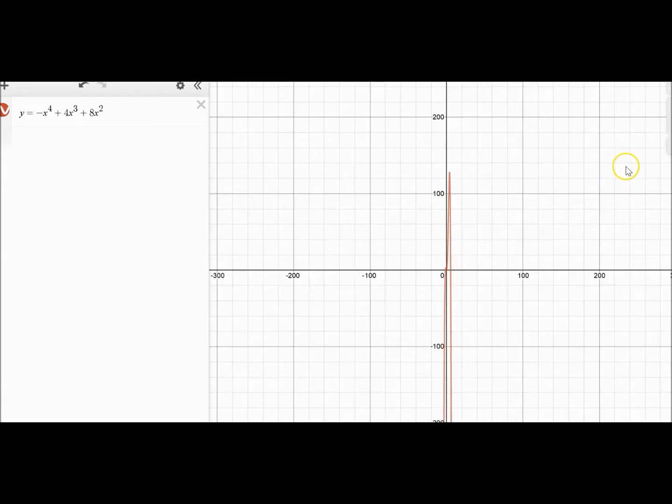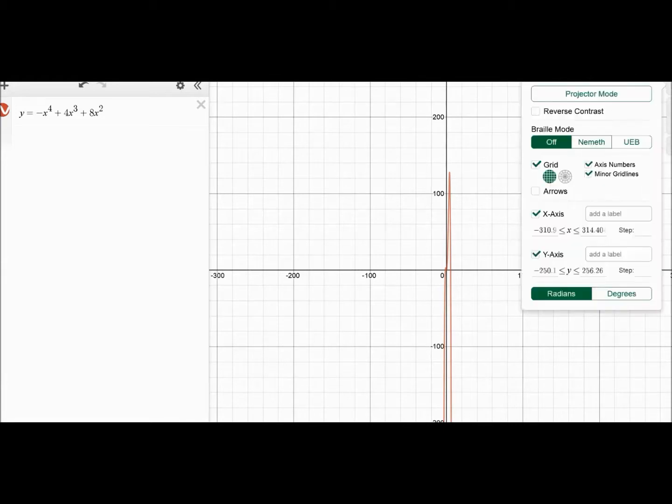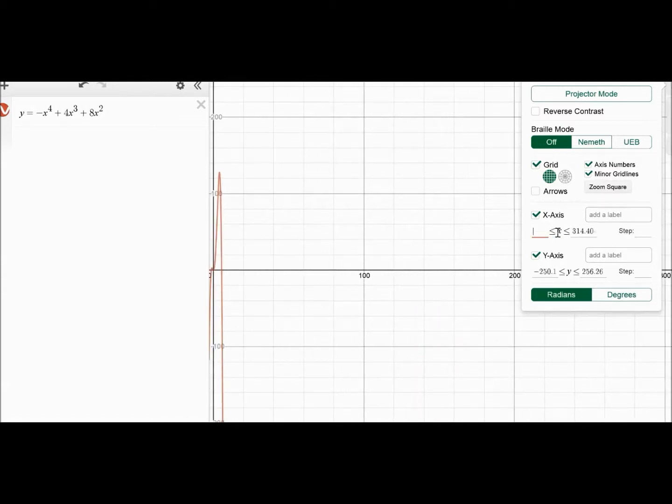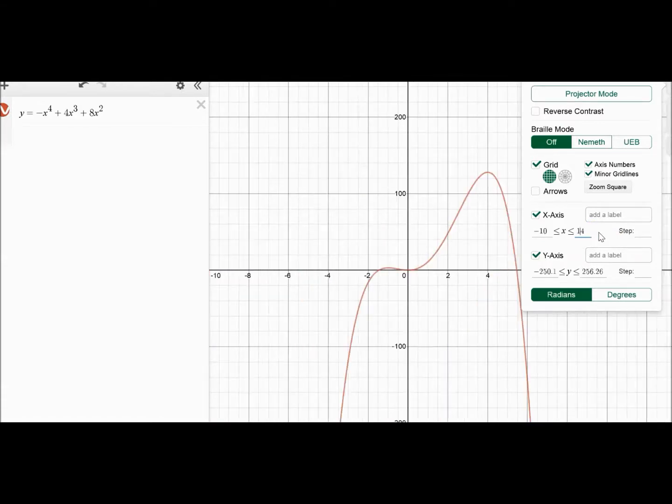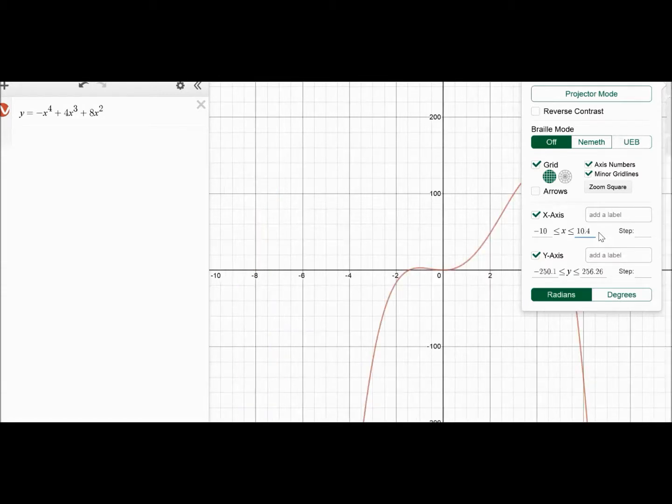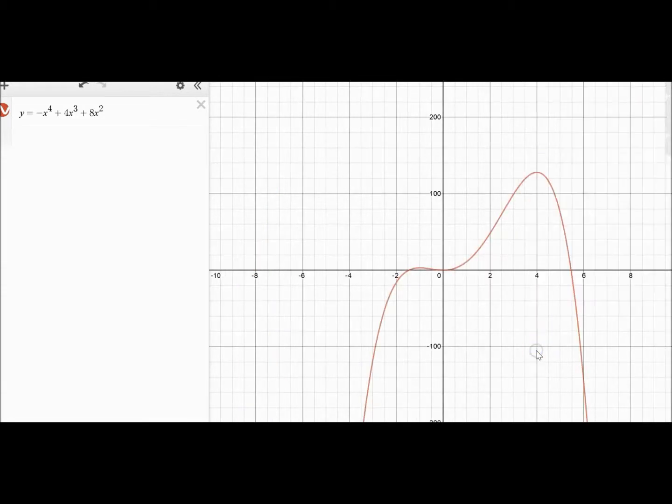Now, I still can't see what's going on exactly, so what I'm going to do is go into my little wrench over here, which is my graph settings, and I'm going to change the x-axis. So this is not going to be a square graph. But it looks like if I go out to maybe even negative 10, I could see what's going on better. And then I could go over to, let's say, positive 10. I still have a 4 there. I don't care. Okay. Now, much better, right?